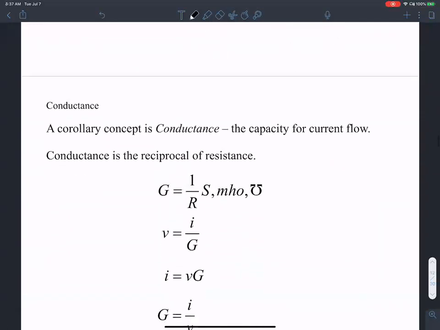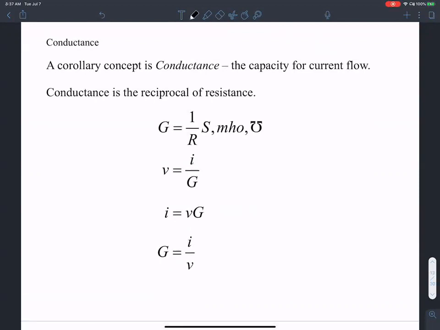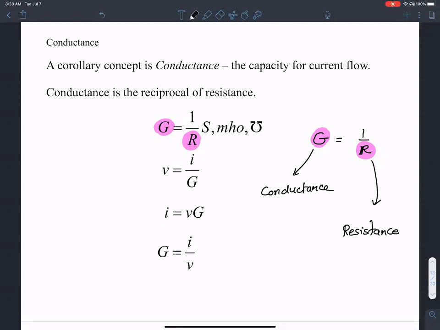The reciprocal of resistance is called conductance, represented using the symbol G. Conductance is the reciprocal of resistance, 1 over R. All the formulae that we looked at earlier, V is I times R, have a parallel: V is I over G. We can use them interchangeably. G can be used as 1 over R, or R can be used as 1 over G. G is conductance, R is the resistance.